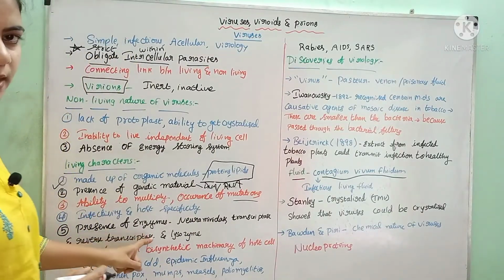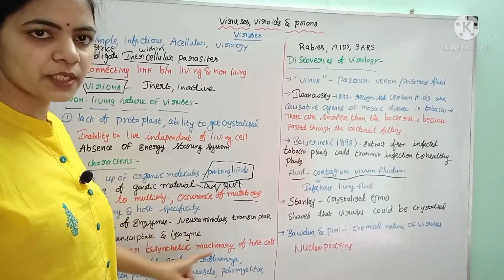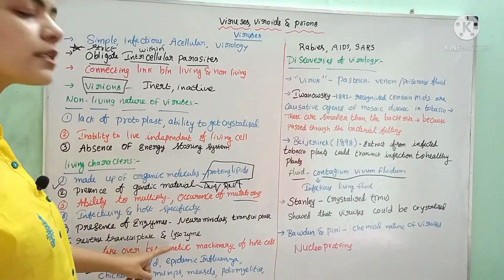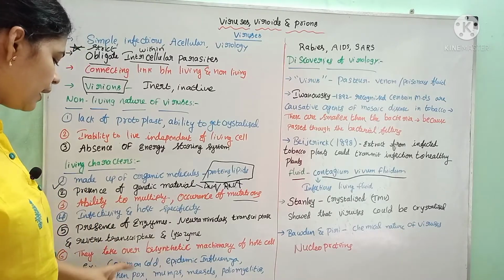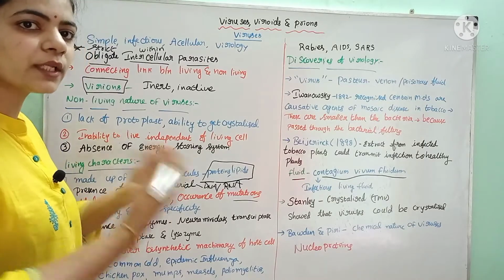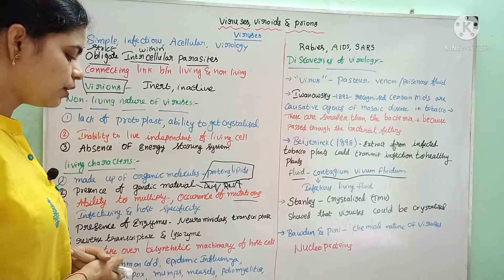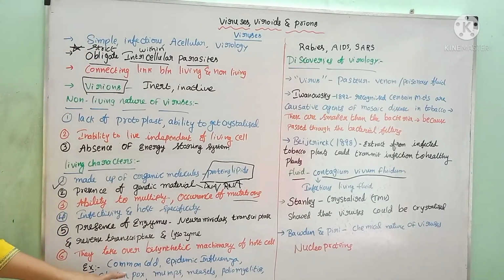And presence of enzymes. They contain several enzymes like neuraminidase, transcriptase, reverse transcriptase, and lysozyme enzymes, which are living characters. And when they enter into the host cell, they take over the biosynthetic machinery of the host and start multiplying. That is the living character.